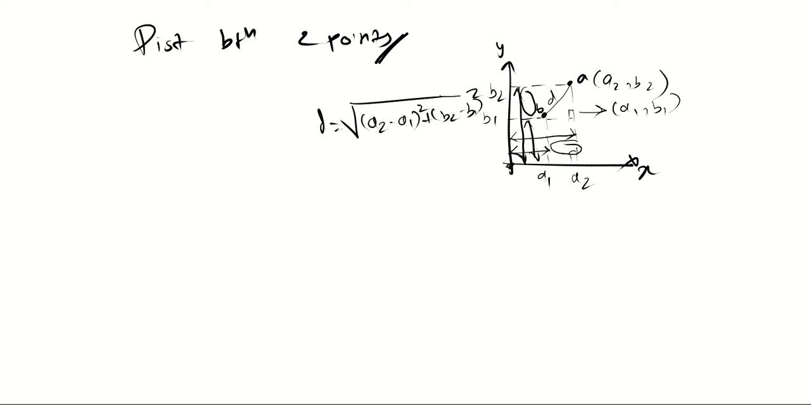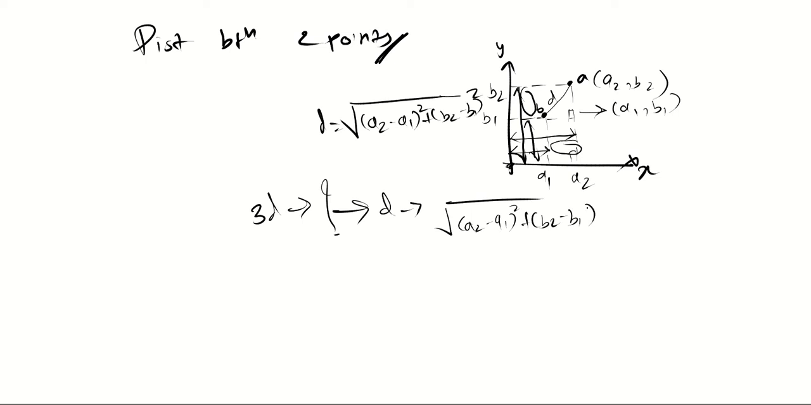square. Now if we follow the same methodology for 3-dimensional space, the distance for the 3-dimensional vector space will be D is equal to the square root of (A2 minus A1) the whole square plus (B2 minus B1) the whole square plus (C2 minus C1) the whole square. There will be 3 components in 3-dimensional vector space.